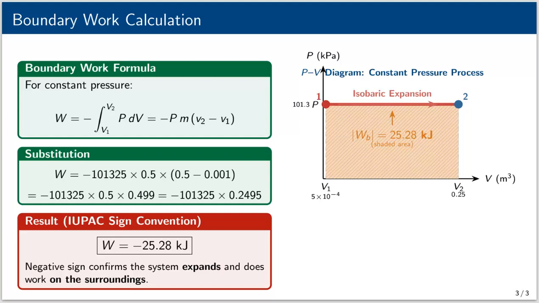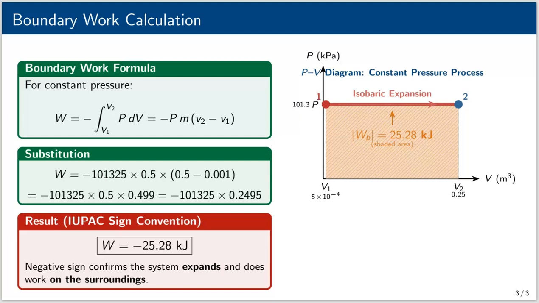Now let us calculate the boundary work. The formula for the constant pressure boundary work under IUPAC convention is minus integration of V1 to V2 PdV, that is minus P m into (v2 minus v1). Now substitute all these values P, m, v2 and v1. So W will be minus 25.28 kilojoule. The negative sign is physically meaningful.